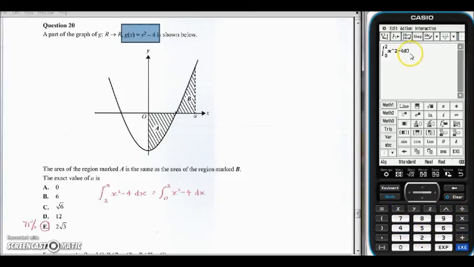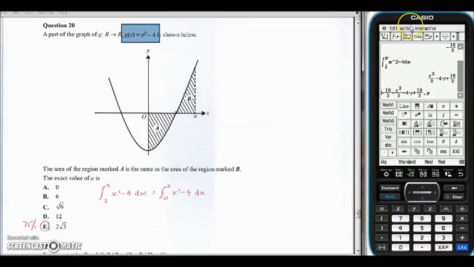So if I work out what that is, I get negative 16 on 3. And if I integrate from 2 to a, so let's call it y, of x squared minus 4, what I get is y cubed on 3 minus 4y plus 16 on 3. So what I want to do is set those two things equal to each other and solve for y.